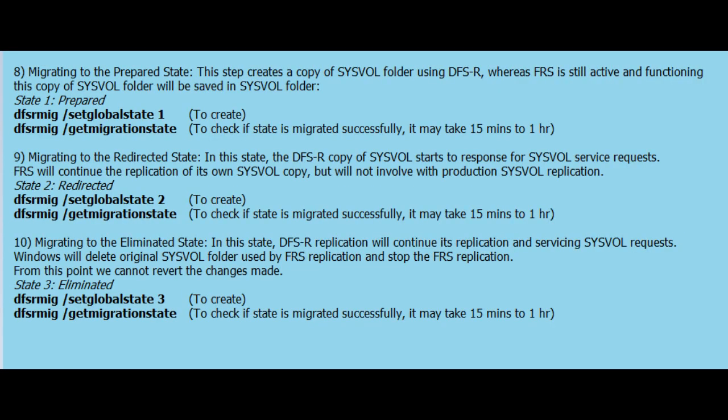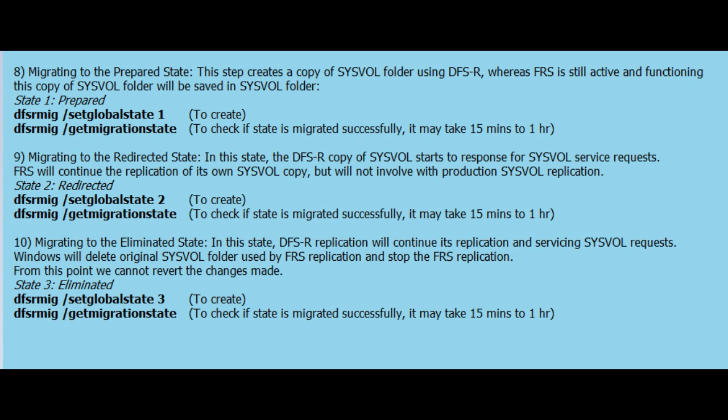8. Migrating to the Prepared state. This step creates a copy of the SYSVOL folder using DFSR, whereas FRS is still active and functioning. This copy of the SYSVOL folder will be saved in the SYSVOL_DFSR folder. State 1, Prepared. Command is dfsrmig /setglobalstate 1. To check, the command is dfsrmig /getmigrationstate. To check if the state is migrated successfully, it may take 15 minutes to 1 hour.